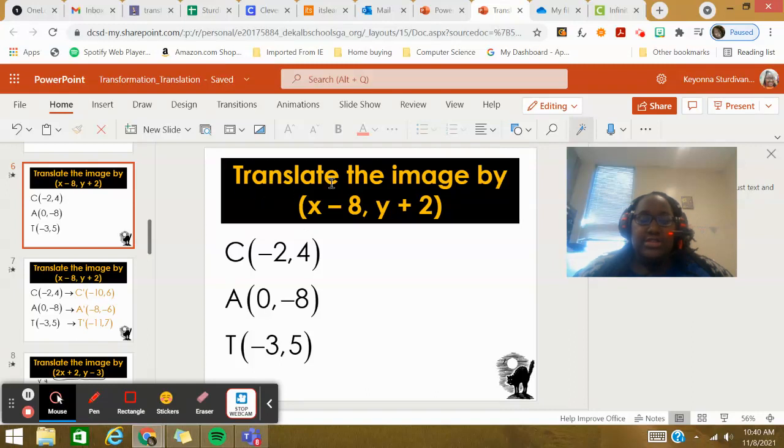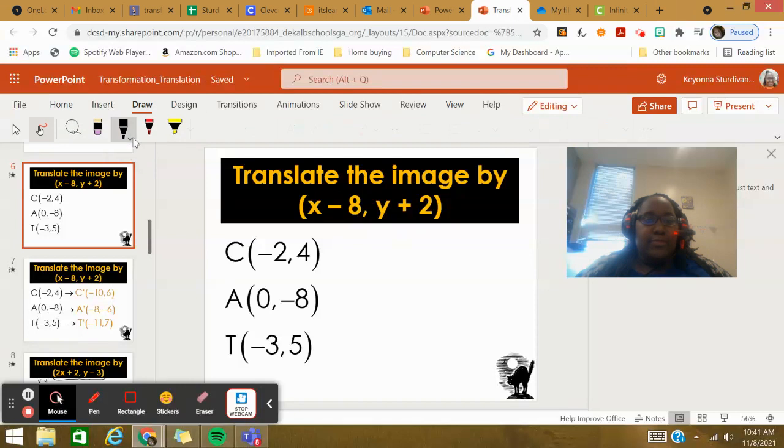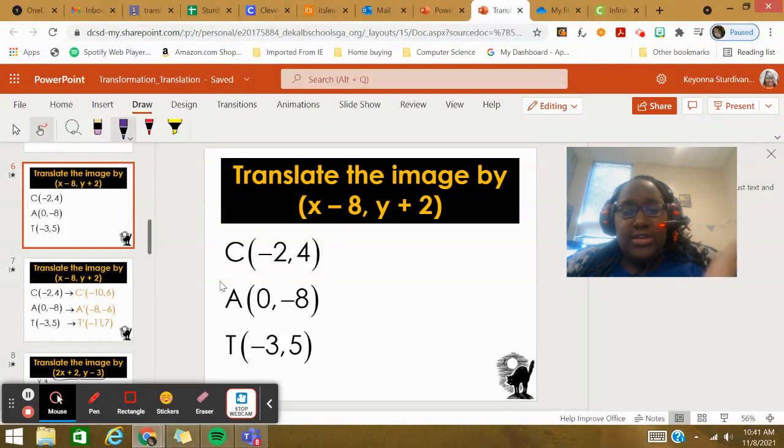first problem, it's asking us to translate the image by taking x and subtracting 8 and then taking y and adding 2. So when we are looking at our coordinates, if we are subtracting x, that means that we're moving to the left. So if you subtract x, that means you're going left. If you add x, that means it's going to the right. If I'm adding to y, then that means that my points are going up. Okay. So we're going to actually just use the rule algebraically to get the new transformation.